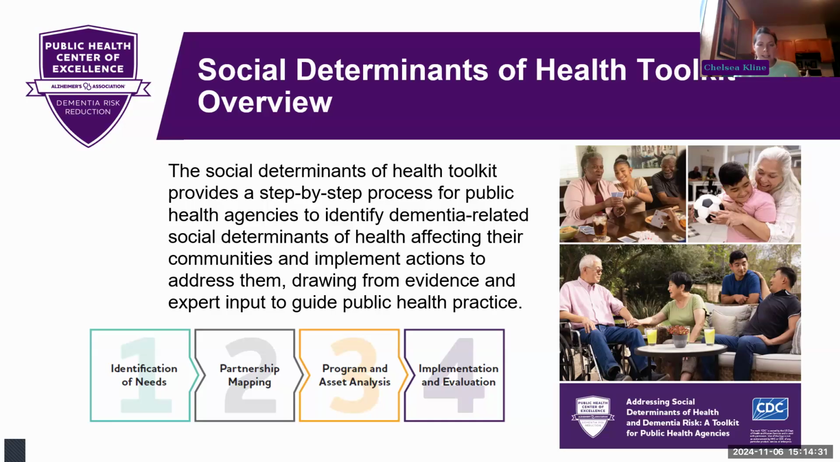The toolkit is structured around 4 key steps. However, before we get to the steps, I did want to share that the toolkit does start off with a summary of those key social determinants of health related to dementia risks, so a bit about the science behind those SDOH. So that includes educational quality, economic stability, food security, safe and healthy environment, and social connection. So those are the same SDOH that you've seen referred to throughout the resources of this webinar. And then it goes into those 4 key steps. So those key steps are identification of need, partnership mapping, program and asset analysis, and implementation and evaluation. And I will walk through what each of those steps looks like in the next few slides.